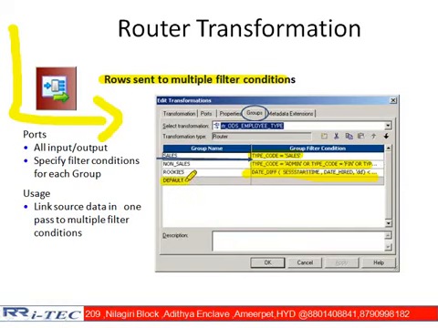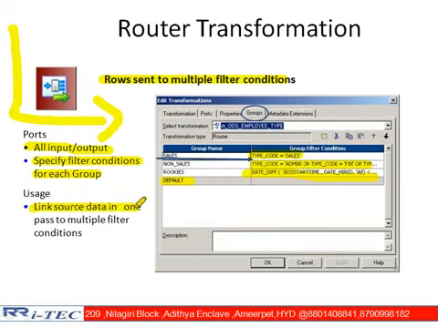If it is not passing, then it's going to load into the default one. A record which is not satisfying these three conditions will go and be stored in the default group. That's what I am saying here. All input and output: specify the filter conditions for each group. For each and every group we are going to specify the condition.